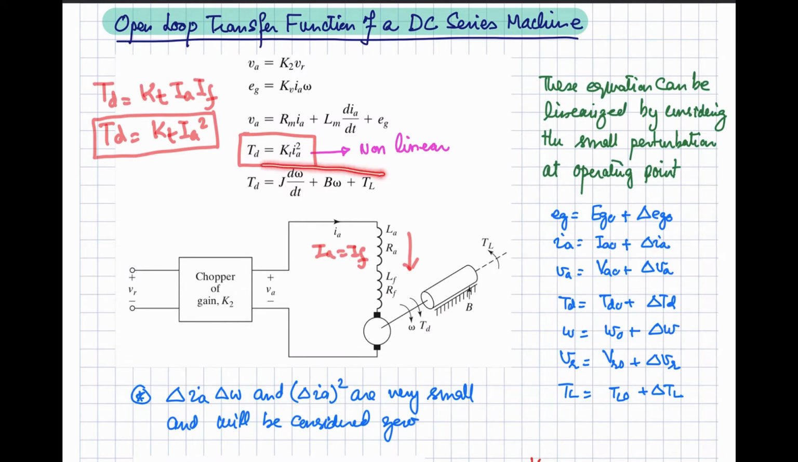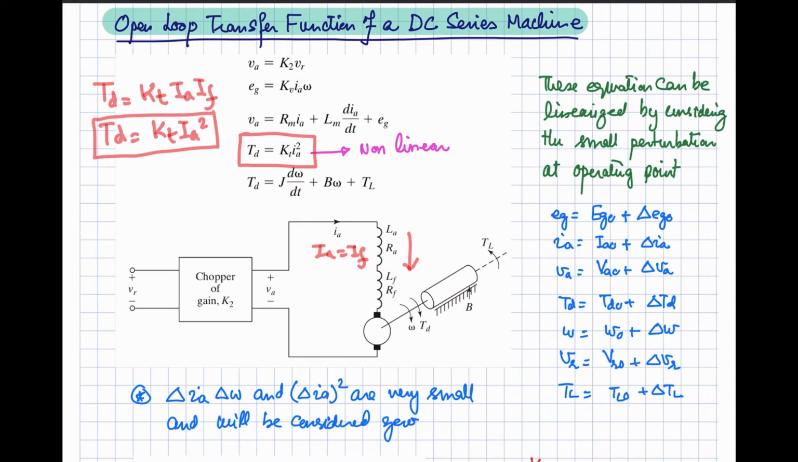And then the mechanical equation: this developed torque should be equal to the torque because of the mass inertia J, the friction, and the load torque that you are going to apply on your machine. Now if you look at this torque equation, this is a nonlinear equation. So you can linearize these machines by considering a small perturbation at the operating point.